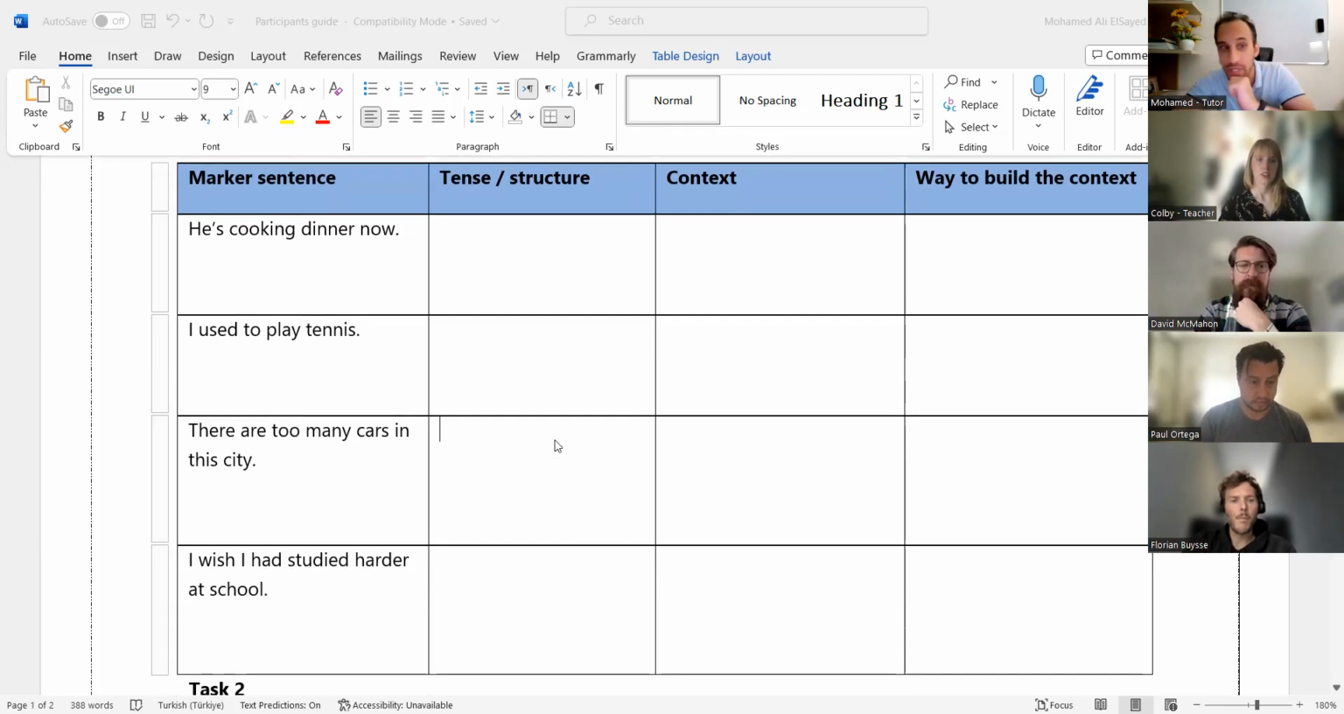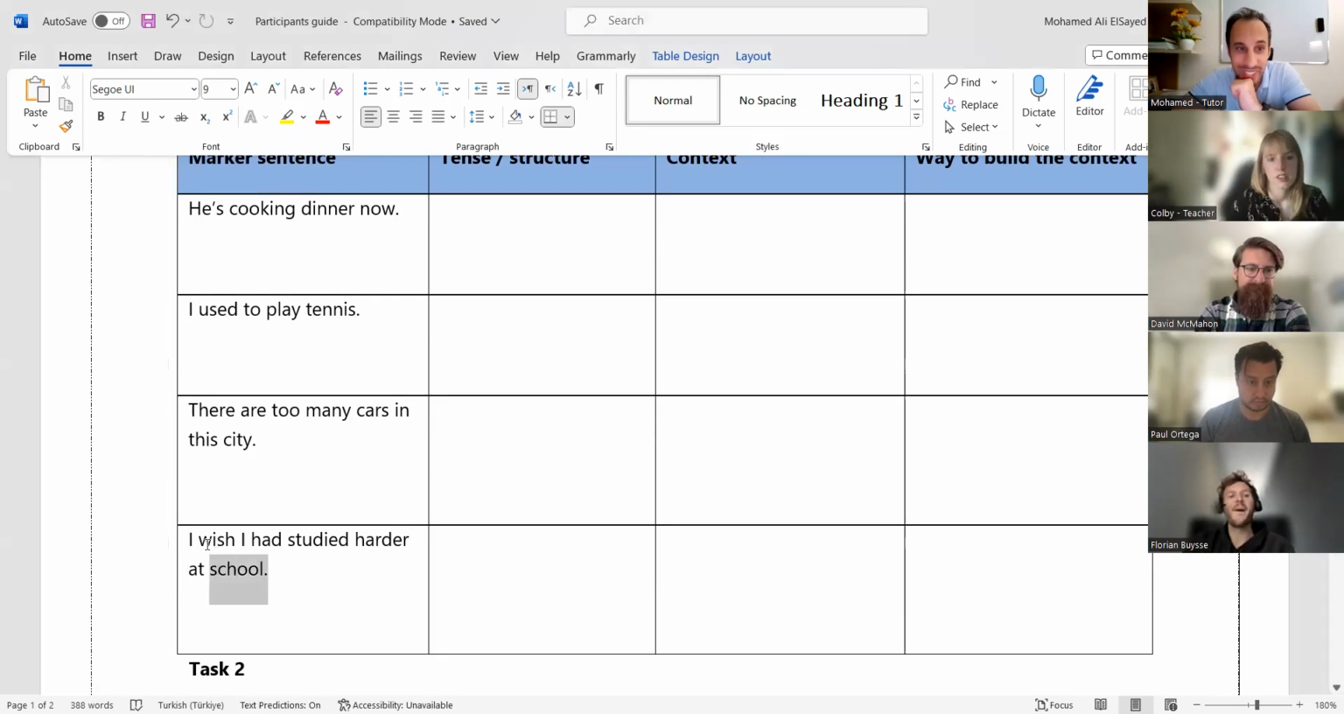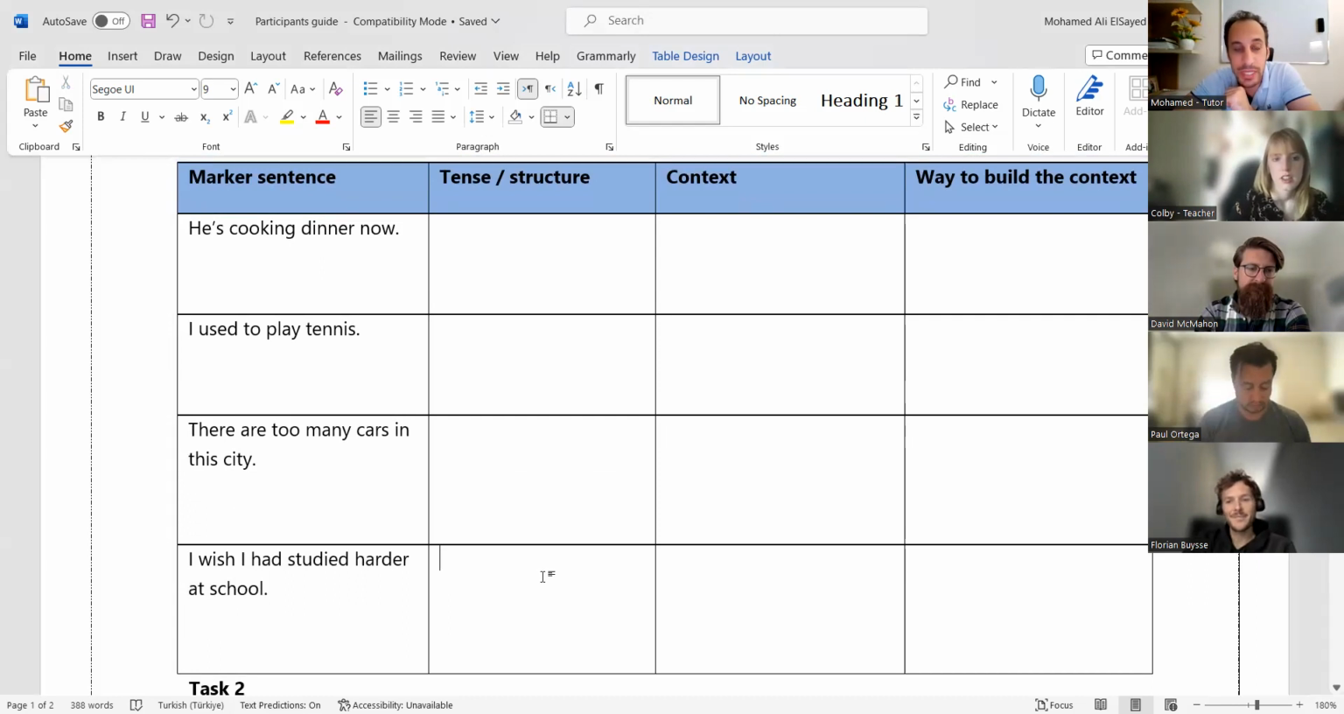So let's do one together. Let's do the last one. What's the name of the structure? What are you going to put in the first column? Past tense perfect. No, this is I wish. This is a structure we call I wish. What comes after I wish and so on? This is just I wish or the wish structure. This is how grammar books call it. And what's the context?